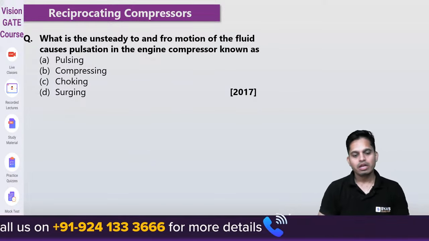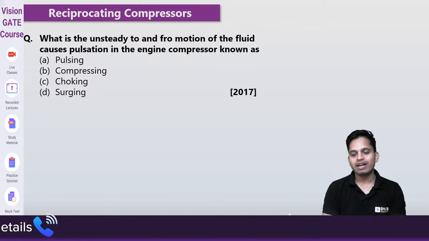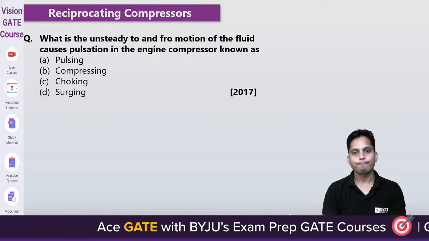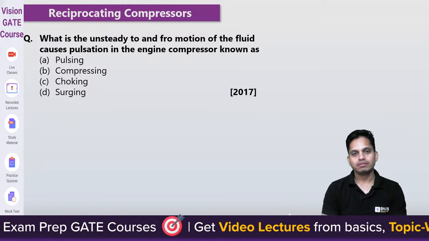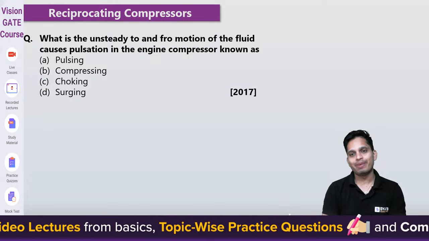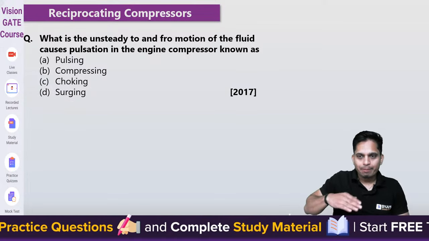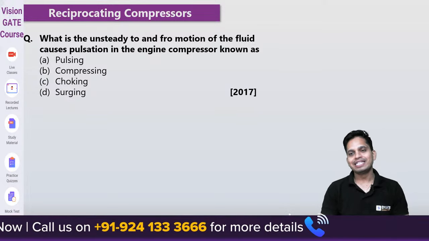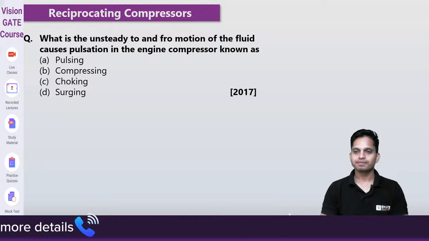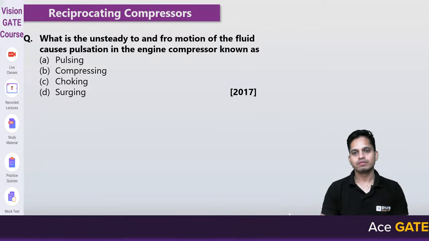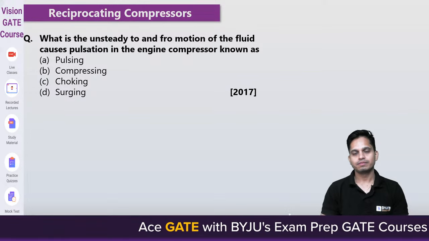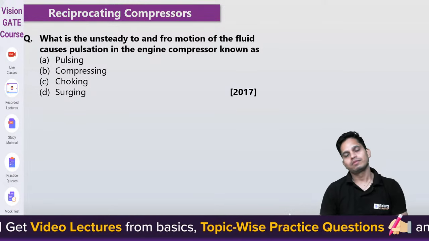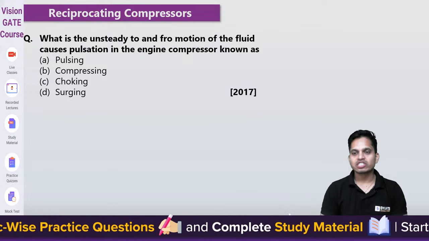Chalo. What is the unsteady to and fro motion of the piston that causes pulsation in the compressor known as? You should answer this, guys. It is an important phenomenon that happens in a compressor. Because of that, mass will go forward then come back, go forward and come back. To and fro motion will happen. Why does this happen? What is this phenomenon called? What is this called, Baba? It is called surging. Surging. Okay.